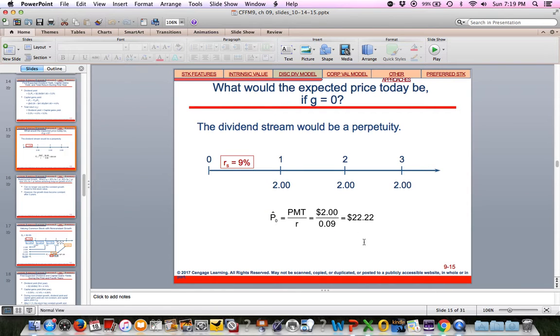So it says here, what would the expected price today be if the growth was 0? Basically, if we just say dividends are $2 and we don't expect them to ever change, what would the price of the stock be? This one's not too bad. It's a very simple one. Of course, we computed that the required rate of return on the stock is 9%. So we just take 2 divided by 0.09, we get 22.22. We don't have that growth to factor in here. We just have the dividend divided by the return, and we get 22.22.